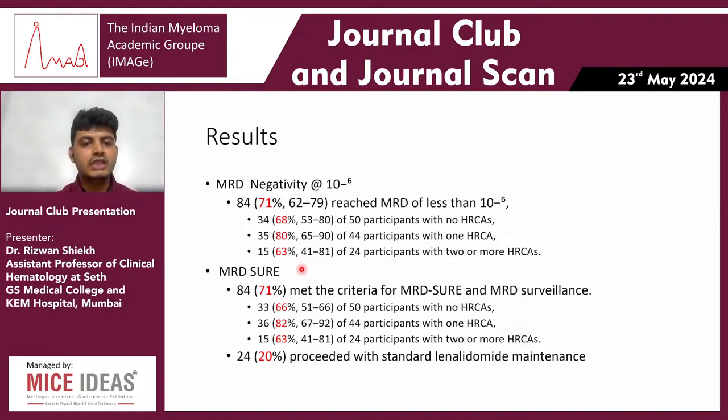Now, coming to the cohort which achieved 2 consecutive MRD negativity and went into the MRD-SURE phase of the study. Almost 71% of the total patients, that is 84 patients, were able to meet this criterion of achieving 2 consecutive MRD negativity and were shifted to the MRD-SURE phase. When you stratify them into sub-analysis, 66% were from the patients who had no high-risk abnormalities, 82% with one high-risk abnormality, and 63% were those who had 2 or more high-risk abnormalities. In the end, around 20% of the patients proceeded with LEN maintenance.